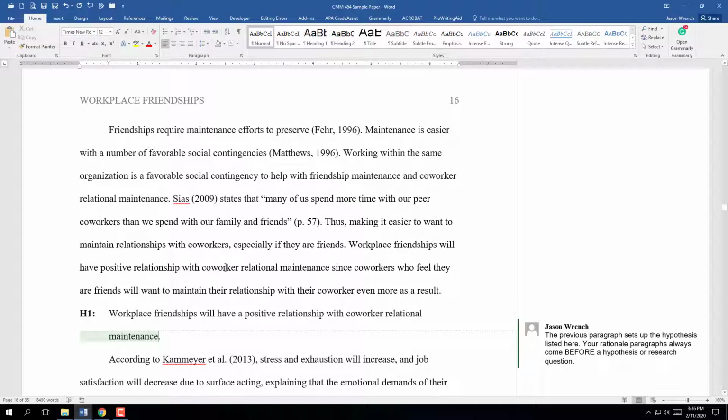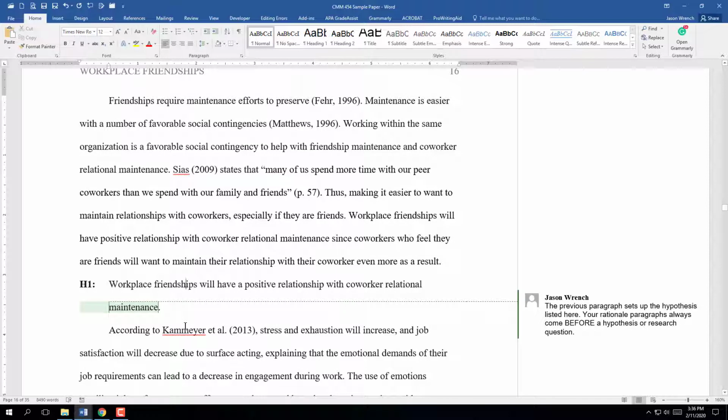So what we basically did in the first part is we talked about here are our friendships. We talked about why friendships are important, but also why people that have workplace friendships are going to be more likely to use coworker relational maintenance strategies. And we said that there's going to be a positive relationship between them. Thus, we can make a hypothesis and predict that workplace friendships will have a positive relationship with coworker relational maintenance. That is a good example of how you set up an actual argument that leads to a hypothesis.